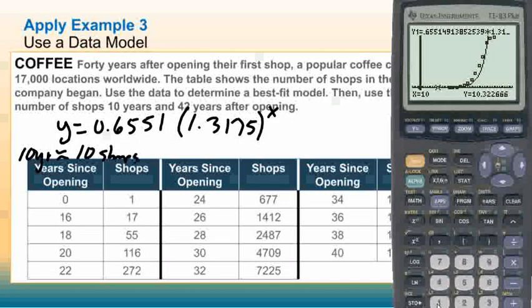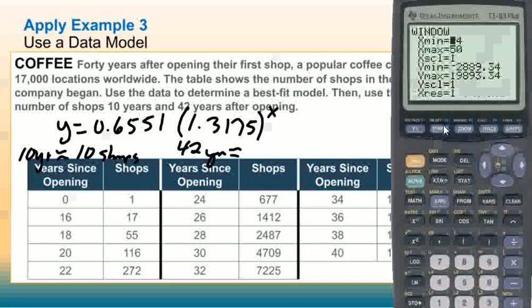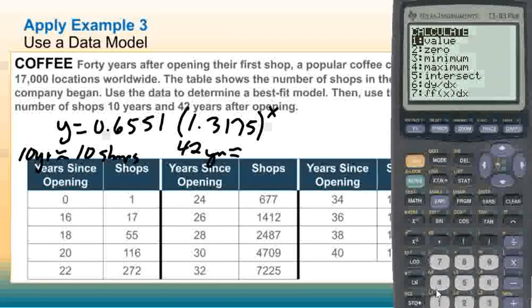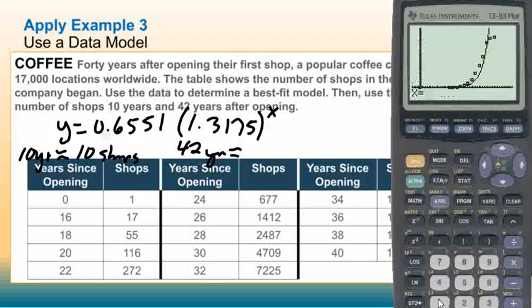And in 42 years, let's check my window setting. Yep, that should work. So second trace number 1, type in 42. We would get, so that looks like 70,000 in there. So that would be roughly 70,000 shops.